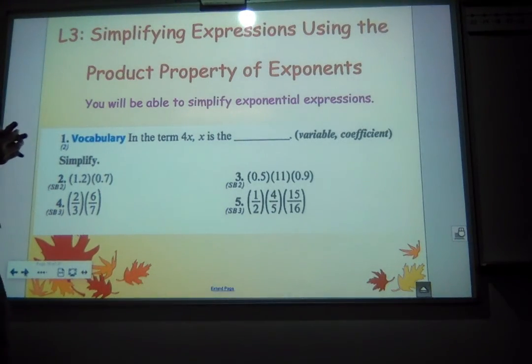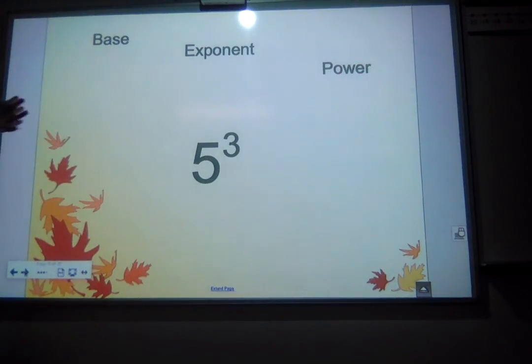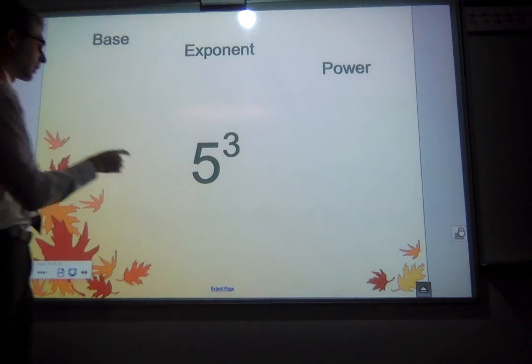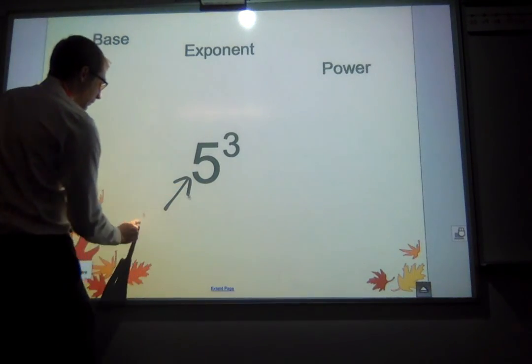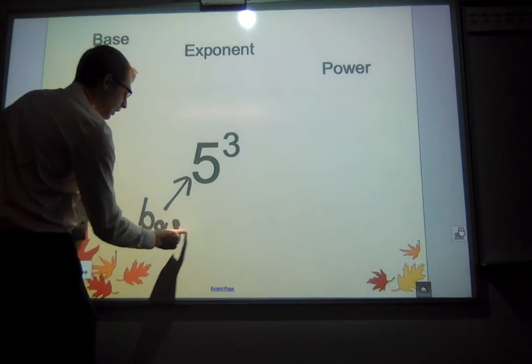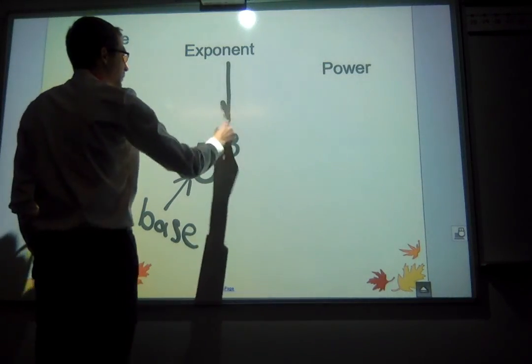All right, simplifying expressions using the product property of exponents, lesson 3, algebra 1. So you will be able to simplify exponential expressions. All right, so base, exponent, power. So here, the big number, we have our base. And then here, 3, that's going to be our exponent.